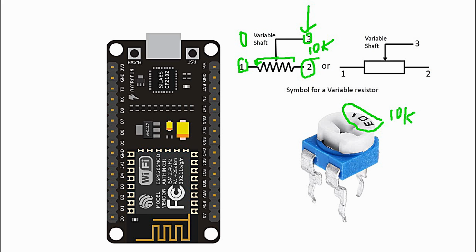As per the symbol we have three terminals, and physically we will have varieties of variable resistors of different shapes and sizes. For this particular shape you can take this as 1, this as 2, and the terminal in the middle as 3. You can directly connect this variable resistor to a breadboard, and you can connect it to the NodeMCU or to any microcontroller using jumper wires such as male to male jumper wires.